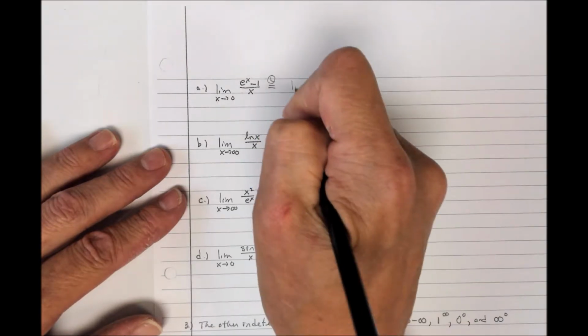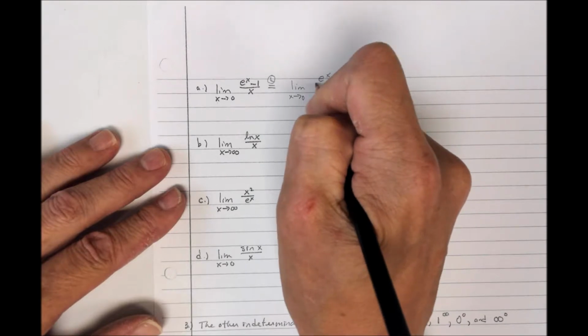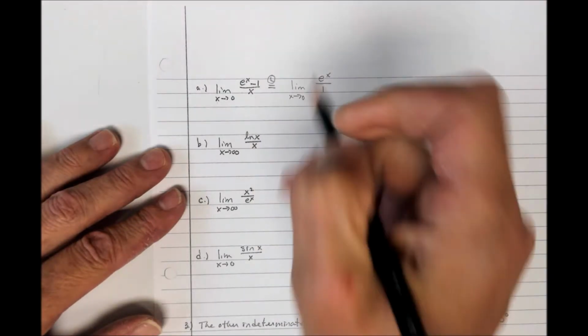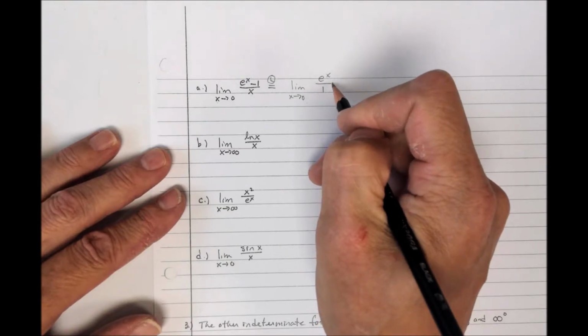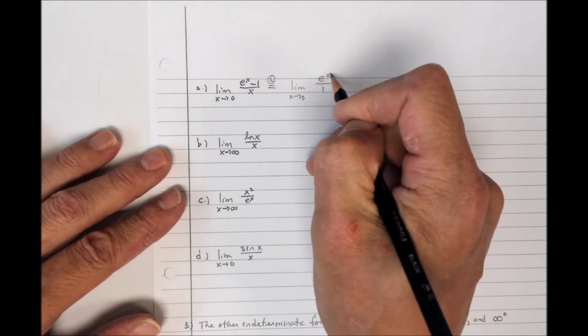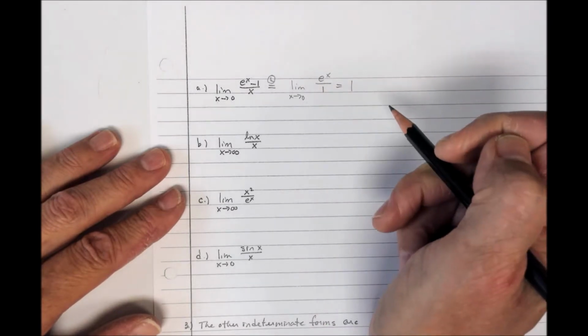And I take the limit as x goes to 0 of the derivative of the numerator, which is e to the x, all over the derivative of the denominator, which is 1. Now, as x goes to 0, notice I can use direct substitution here. I do not get an indeterminate form. I get e to the 0, which is 1 over 1, which is 1. Okay?